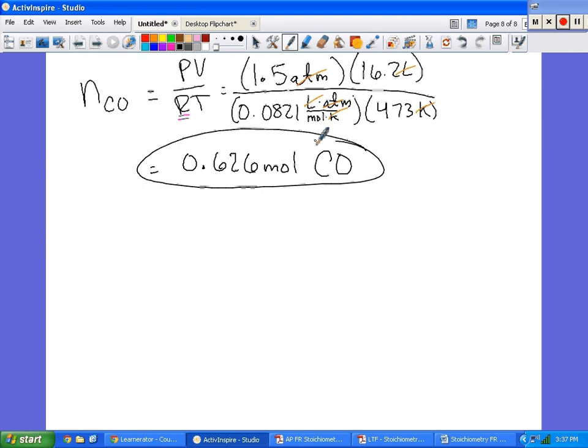Could you have gotten that answer? They asked you for moles of CO. They gave you pressure, volume, and temperature. You should be able to calculate the moles from that. Yes, sir. Always do sig figs. Forever and forever and ever.